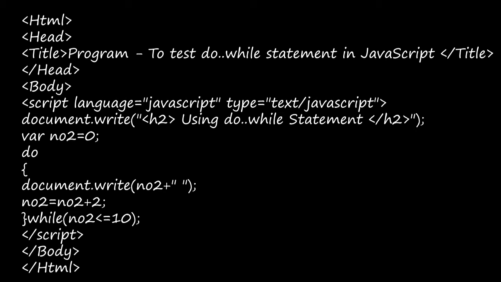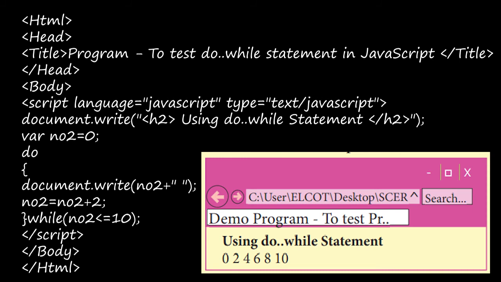to 10, right? No, the value of no2 is 2, right? So it will again execute it. document.write no2. What is the value there? 2 space, right? no2 is equal to no2 plus 2. 2 plus 2, 4. So here the no2 value becomes 4 and then again it will check while no2 is less than or equal to 10.